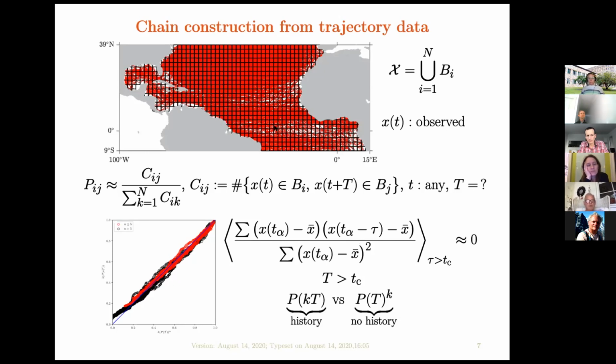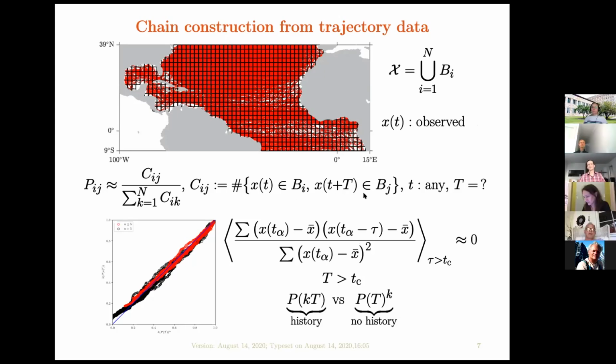We put a grid in there. We cover the domain with boxes B_i, and we have observed trajectories, and we can approximate the transition matrix by simply counting the number of trajectories that are in B_i at time t, and they are in B_j at another time, actually t plus capital T. And we do this for any t because we don't have enough data to go non-autonomous in here. And we need to see what we do with capital T, which is the transition time.